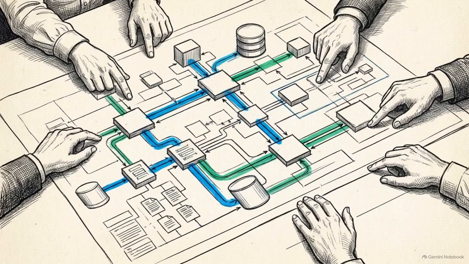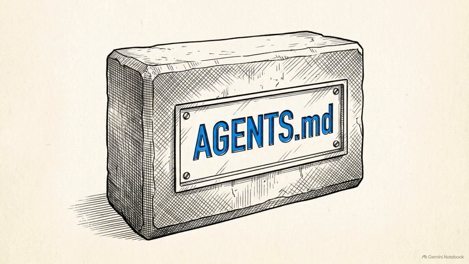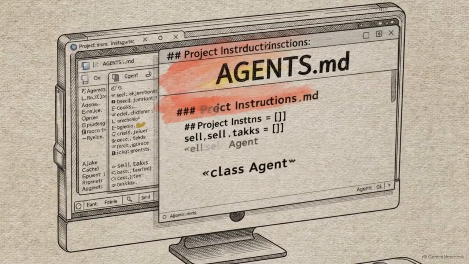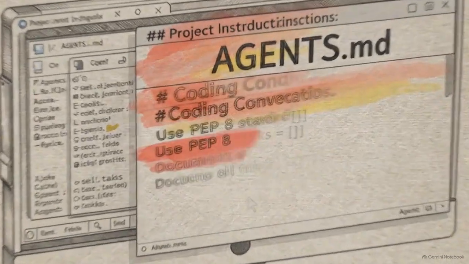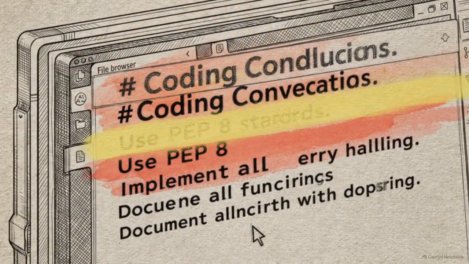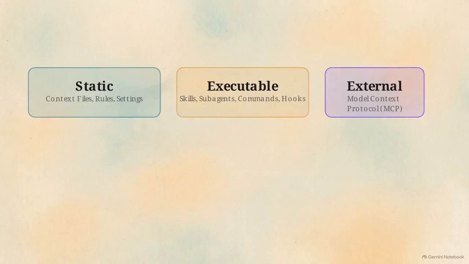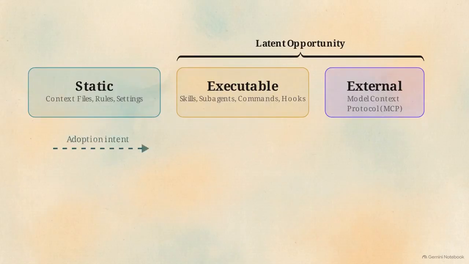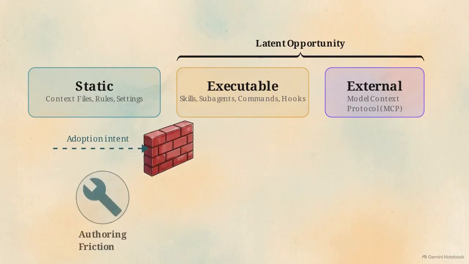This baseline provides clear directions for software teams deciding how to architect their repositories today. First, AGENTS.md is quickly becoming an interoperable standard across multiple agentic tools. Adopting a static context file is the baseline requirement. It is a low-friction starting block for any codebase utilizing AI assistance. The executable and external mechanisms on the right side of the axis represent a latent opportunity that most developers have yet to touch. The current adoption cap exists for a reason.